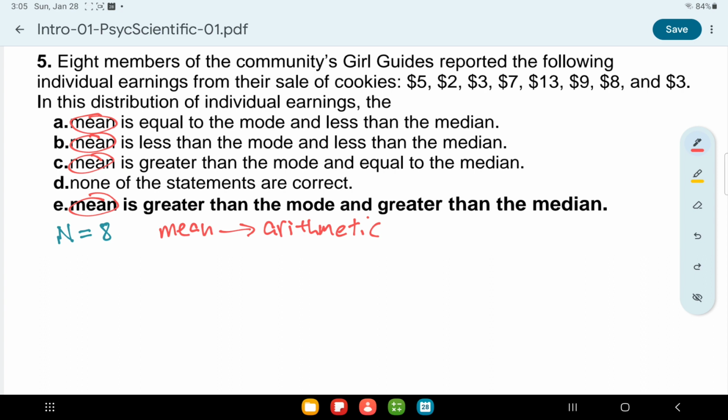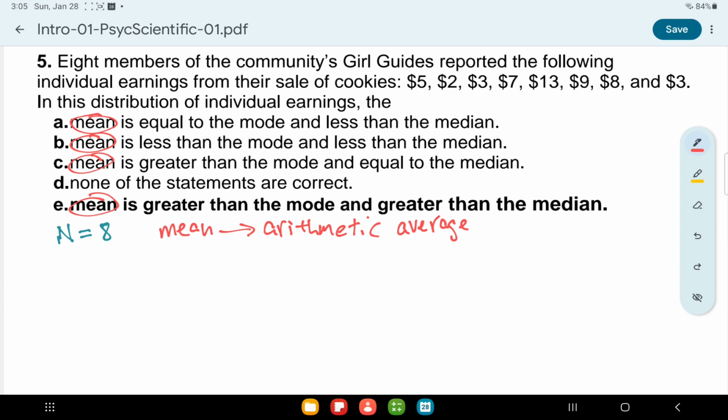So the mean, again, is the arithmetic average of all the scores involved, of all of the data involved. In this situation, we've got 8 pieces of data. So it's asking us to figure out the mean, essentially. Now, there are various different statements describing what the mean is.